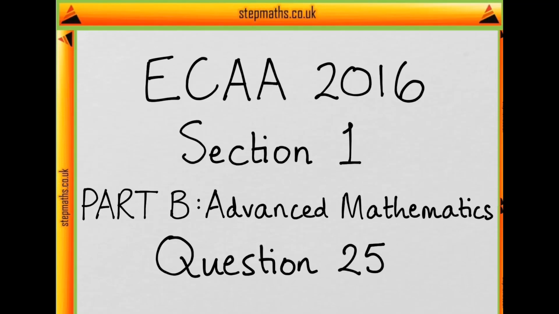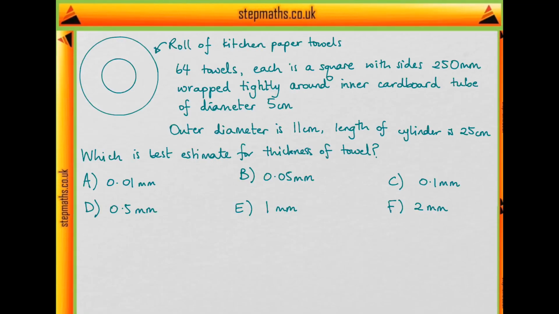Hi, this is question 25 on ECAA 2016. So here they've given us a cross-section of some kitchen roll, and there are 64 towels. Each one is a square with size 250 millimeters, and is wrapped around a cardboard tube of diameter 5 centimeters. So this tube here has diameter 5 centimeters or 50 millimeters, and this outer diameter is 11 centimeters or 110 millimeters, and the length of the cylinder is 25 centimeters. And we're asked which of these is the best estimate for the thickness of each towel.